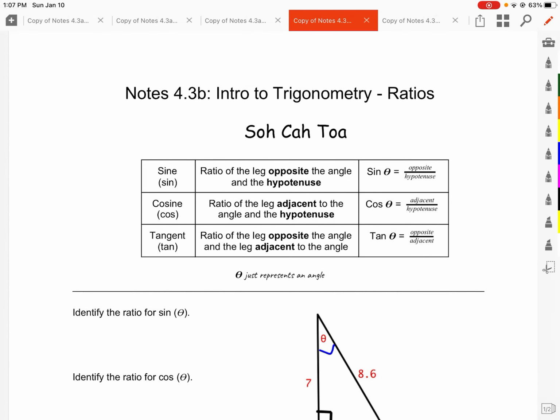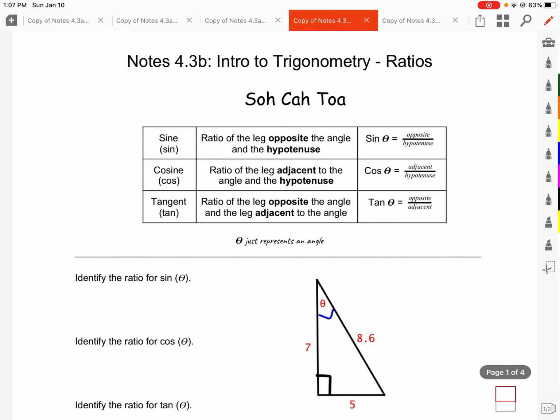Hey, welcome back to our intro to trig. We're going to look now at actually writing the ratios. Now that you guys have practiced with opposite, adjacent, hypotenuse, and understand the vocabulary, we're going to use it to write our ratios.